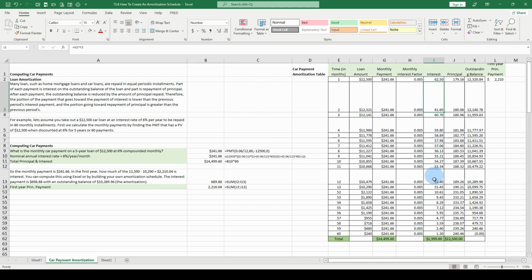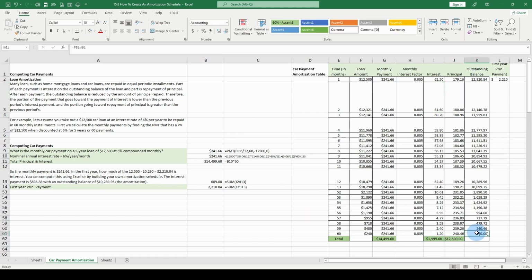Notice how the interest payment drops over the period. The principal amount will increase, and the interest amount will decrease. And as you see, from month 1 to month 60, we start off with an outstanding balance here of 12.5. This is at the end of the month. And this is at the end of the 60th month. Here is the total principal amount.